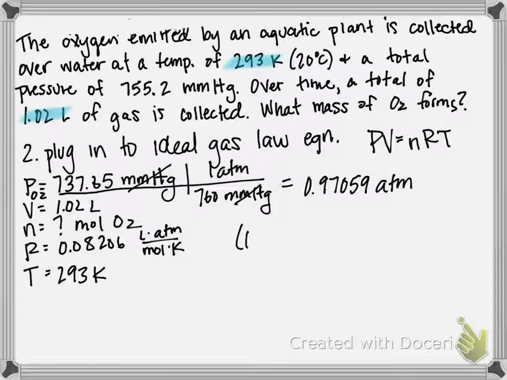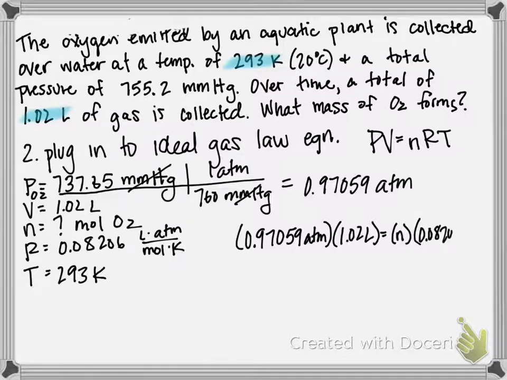So my pressure, 0.97059 atm, my volume, 1.02 liters, is equal to n, which is what I'm looking for, times R, which is 0.08206 liters times atmospheres over moles times Kelvin. And I'm also multiplying by temperature, which is 293 K. I just ran out of room, so I wrote it underneath.